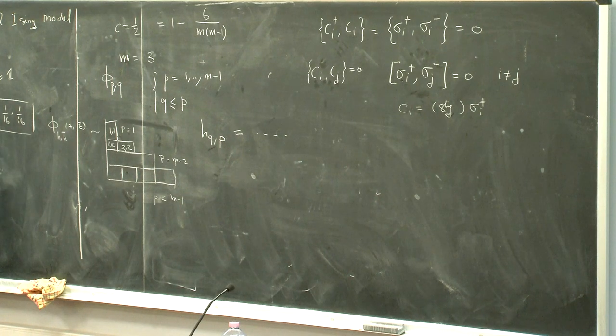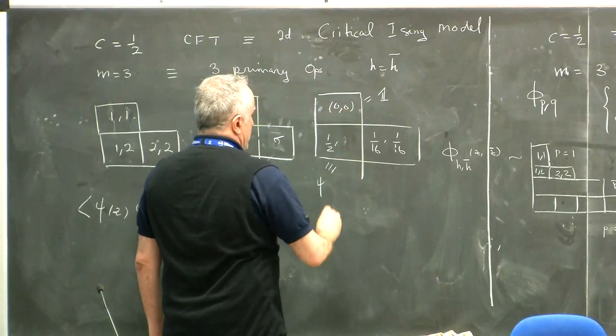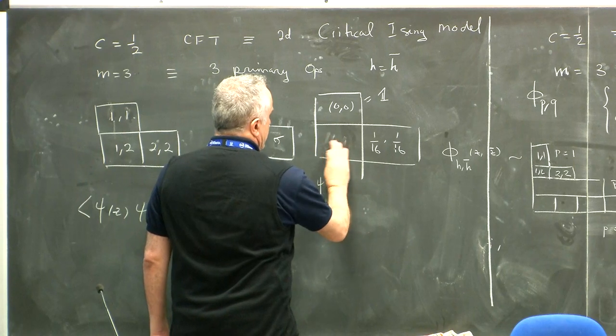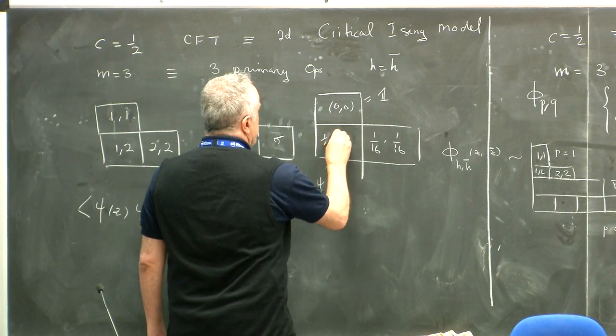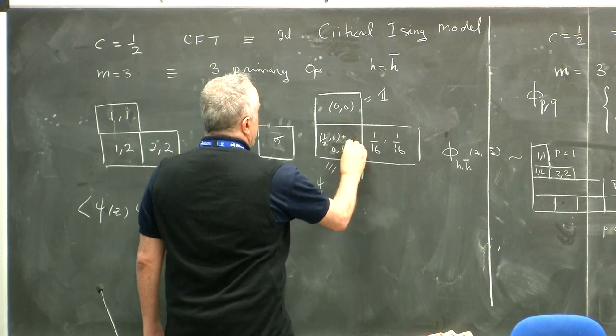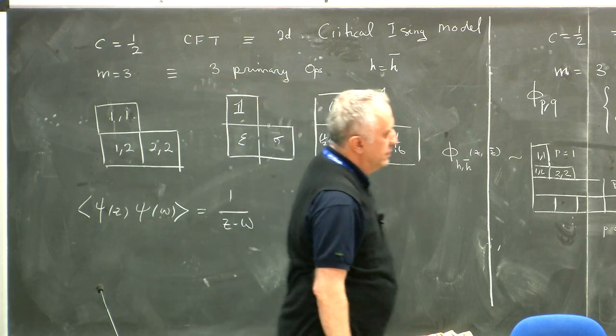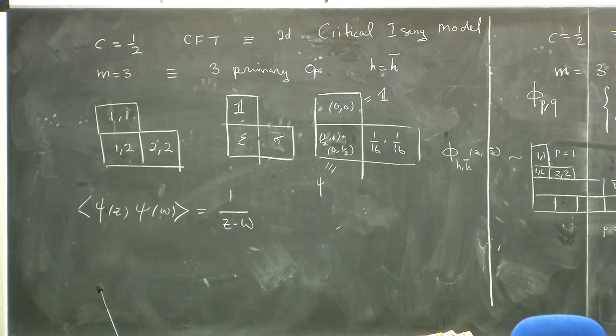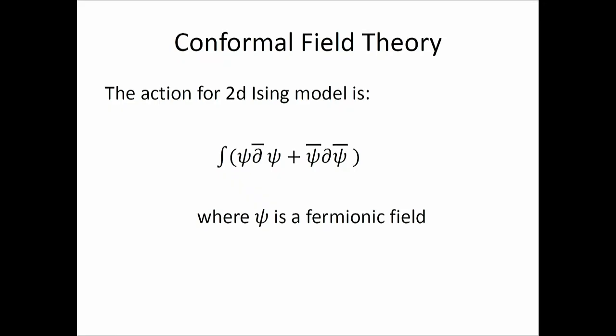For a theory which is unitary and real, h must equal h bar. So in fact, here I have a 1/2 0 plus a 0 1/2, which I showed you. I have two fields, psi and psi bar, and they together form a doublet here. And I have 1/16 for this box, and I have 0, 0 for that.